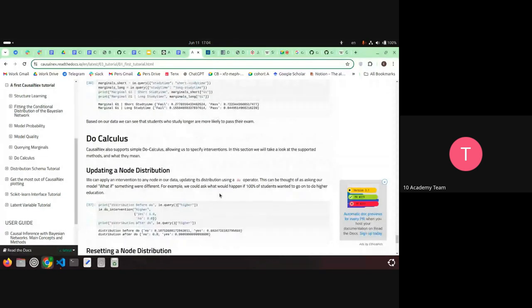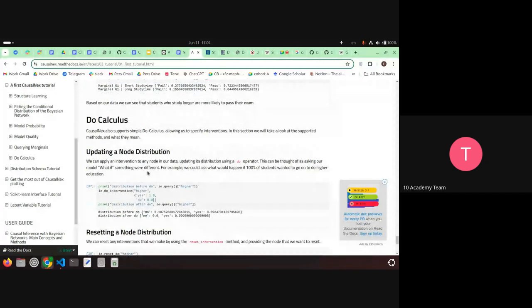Okay, and finally, this is the intervention, as we said. This is where you tell what if I set a particular variable to something. For example, here they are taking this variable which is higher, whether the student wants to pursue higher education or not, and they set its values so yes is 1 and no is 0. The intervention they are proposing is that if somehow we convince all students to pursue higher education, what is going to be the effect on their grades?